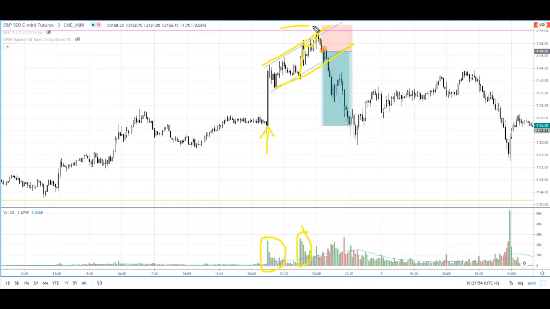As you can see, I have marked this with a pink line here, and just right after touching this resistance, the swing high resistance from the previous high, you can see that we have a reaction down. So this trade actually happened here. So why did I take that short entry?